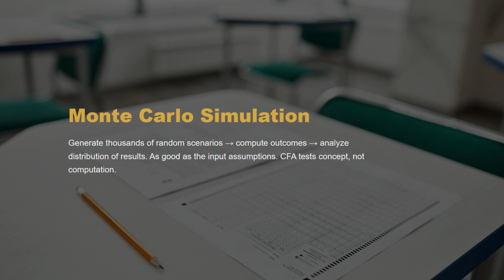Step 1. Define the inputs and their probability distributions. For example, stock returns follow a normal distribution with mean 10% and standard deviation 20%. Step 2. Generate random values from those distributions using a computer. Each draw is one possible future. Step 3. Calculate the outcome for each draw. If modeling a portfolio, compute the portfolio value for each random set of returns.